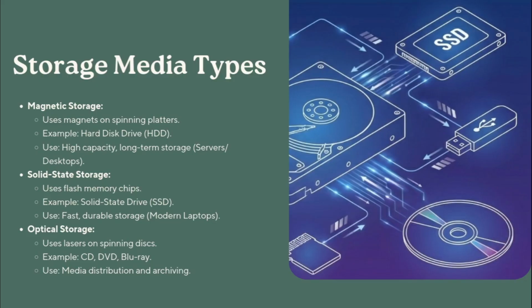Now we need storage devices to store our data and programs. There are three main types of storage media. Magnetic storage, like hard disk drives, uses magnets to hold data on a spinning platter. They are inexpensive and offer high capacities, making them great for desktops and servers. Solid-state storage, like SSDs, use flash memory chips. They are much faster and longer-lasting than hard disk drives, though more expensive. Optical storage uses lasers to read and write data. While less common for personal storage today, they are still useful for distributing movies and software or for long-term data archiving.